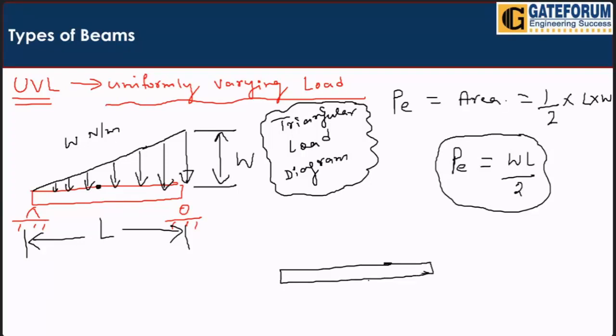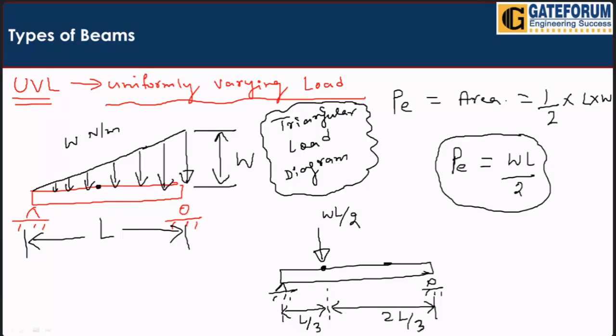So here we have a beam, with a hinge and roller supports. Here we have the hinge, and here we have the roller support. Out of length L, the equivalent point load WL by 2 will act at 1/3 and 2/3. So at a distance of how much? This will be L by 3 from one side and 2L by 3 from the other. So this point load will be acting here.